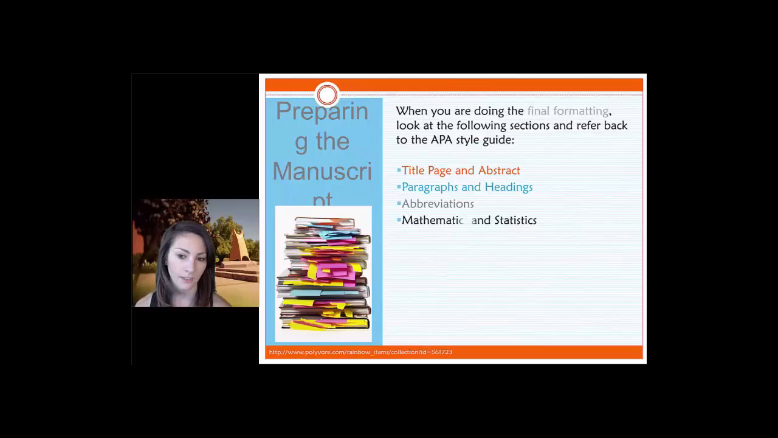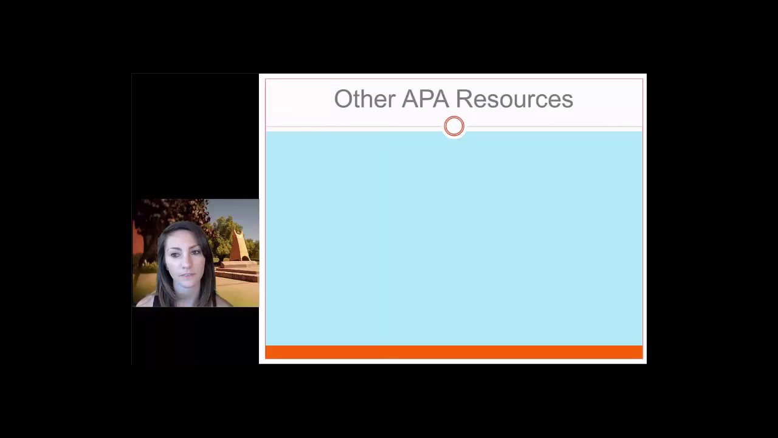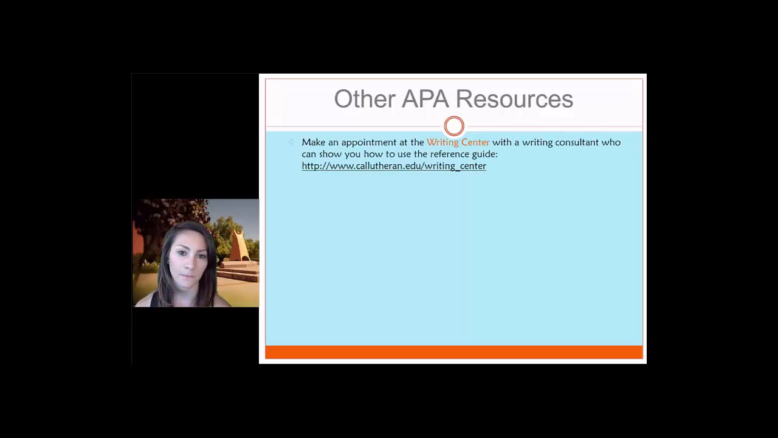Abbreviations, if you're using that. Math and statistics, so if you have tables and things like that. Units of measurement. References. Notes and footnotes. Tables and figures. Copyright and quotations. Okay, and there are some other APA resources that I want to provide.